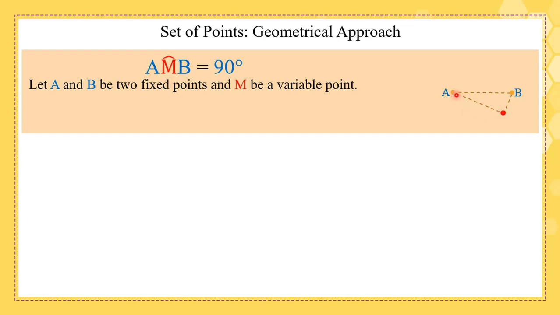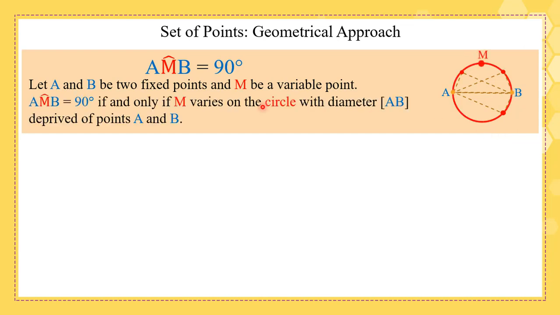In this case, notice that angle AMB is a right angle. This could be another position. This is a third one. So we can also tell from here that M moves on such a circle. So angle AMB is 90 degrees if and only if M varies on the circle with diameter AB deprived of points A and B. Deprived here means excluding points A and B, because if M is located on either A or B, angle AMB would not be a 90-degree angle anymore.